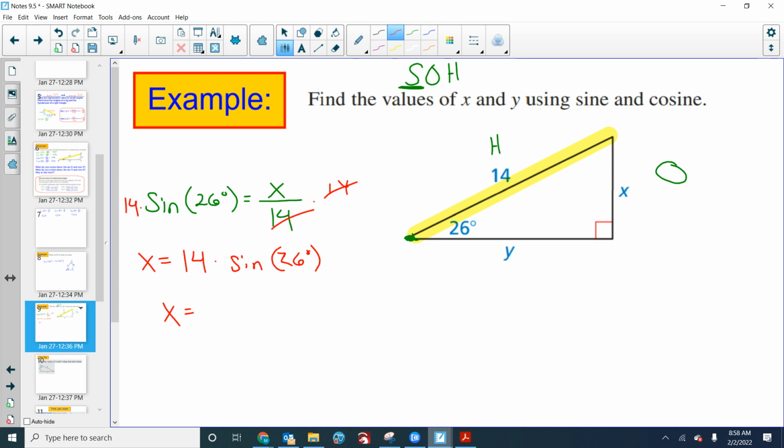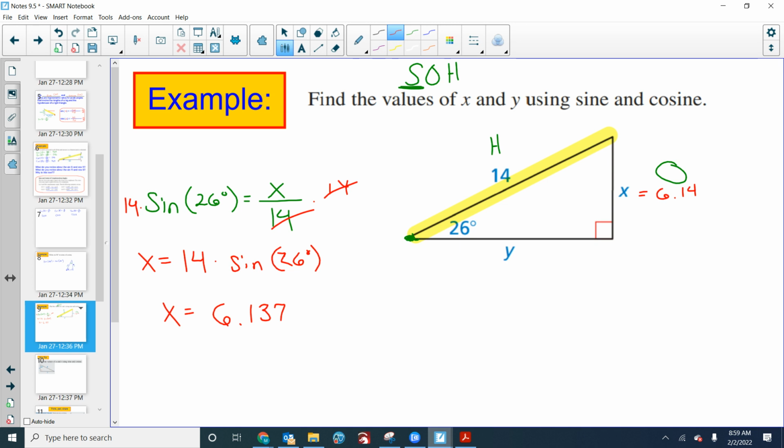I got 6.137. Some people may round to 6.14. Did everyone get 6.14? Yes. 6.14.